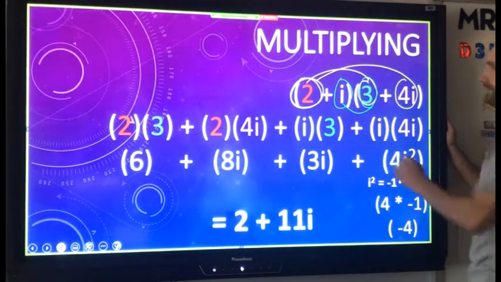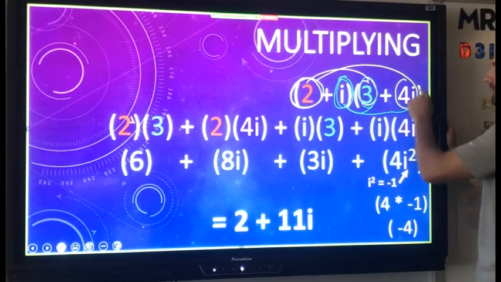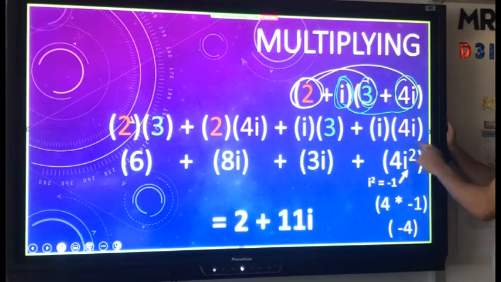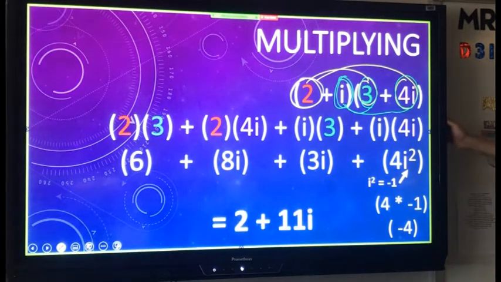Then i times 3 is 3i. Here's the tricky part. Here's the magic. i times 4i is 4i squared, but what's i squared? Equals -1. So it's actually 4 times -1, which is -4. Again, remember that i squared is a -1. It will show up with multiplication.